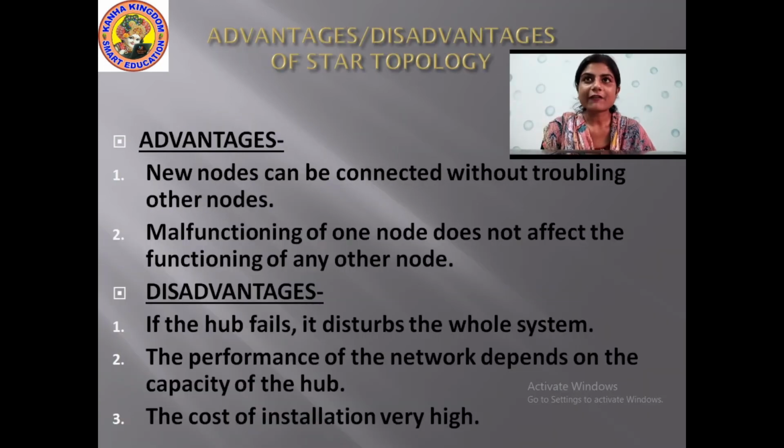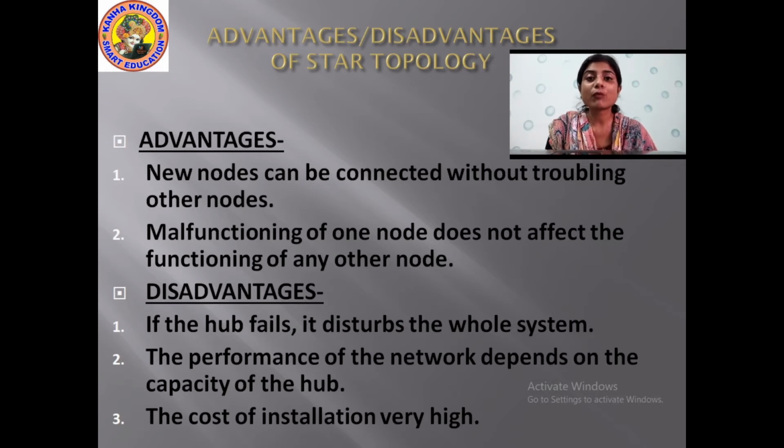Now students, what are the advantages and disadvantages of star topology? See, advantages: new nodes can be connected without troubling other nodes. You can connect any new node, that means any particular computer, in this type of topology without disturbing the other computers. Even if you connect a new PC, the other computers will not be disturbed in doing their work. Then, malfunctioning of one node does not affect the functioning of other nodes.